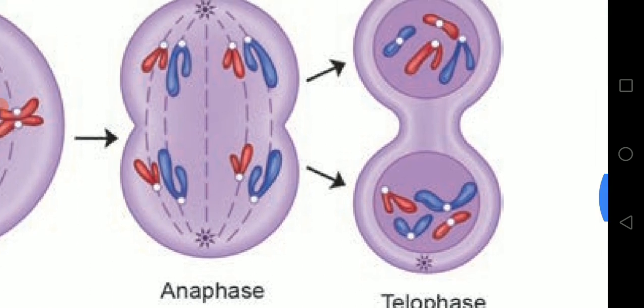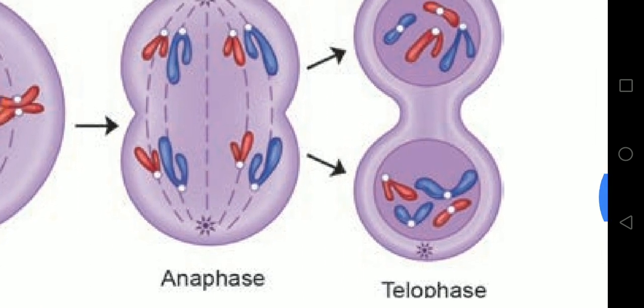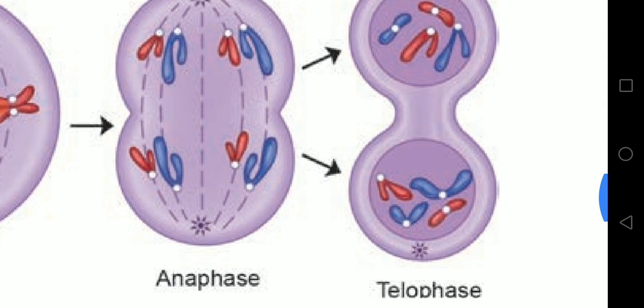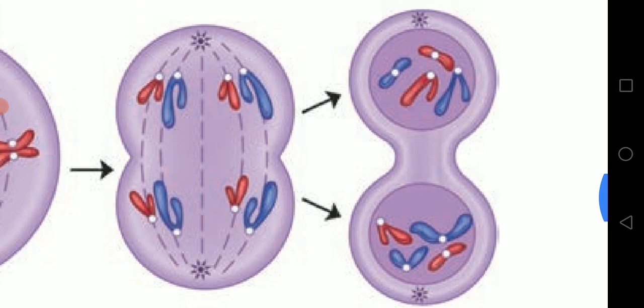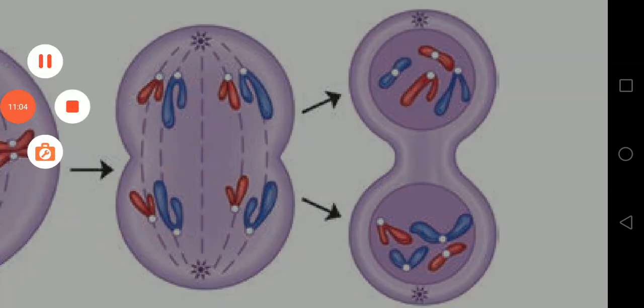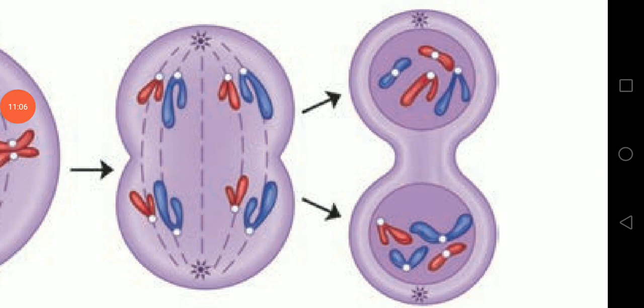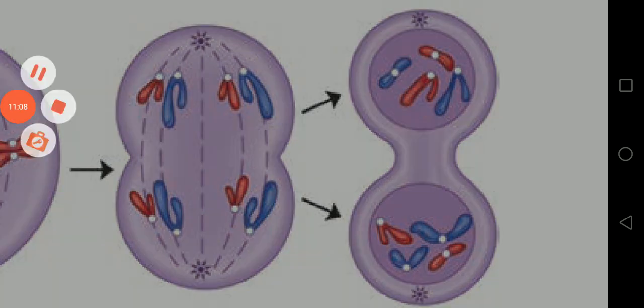Telo means end. Here, each daughter chromosome lengthens, becomes thinner, and turns into a network of chromatin threads. The spindle fibers break down and disappear in each daughter nucleus. So this is the information about telophase.